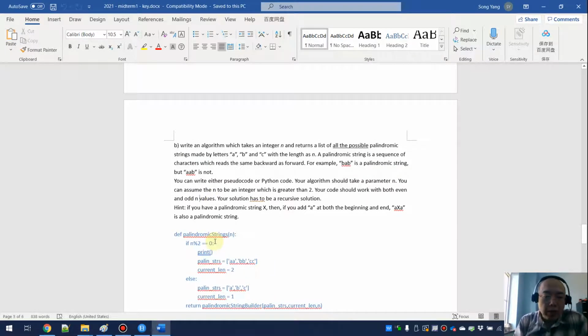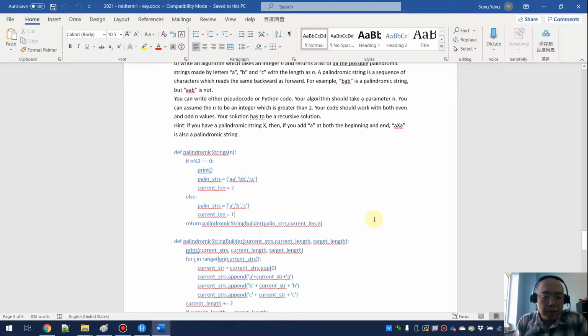We are doing palindromic strings. You are going to receive a number n, and I ask you to print all the possible palindromic strings with the length of n. And by the way, I provide you the definition of the palindromic string. A palindromic string is a sequence of characters, and it reads the same from either side. For example, BAB, that is a palindromic string because we can read that from left to right or right to left, and they're all the same. Okay, and this is my solution.